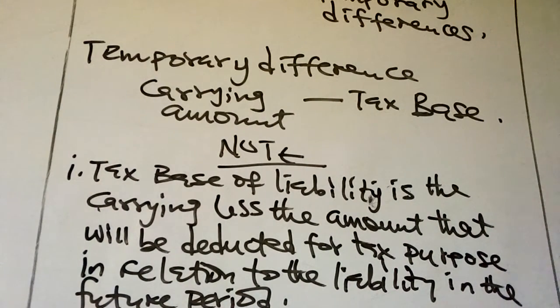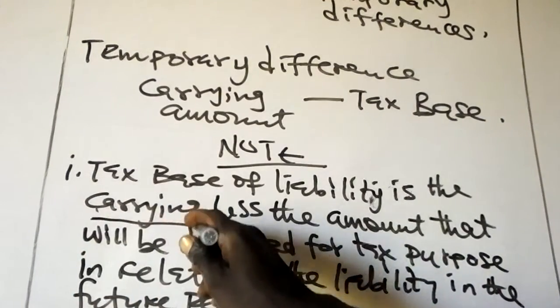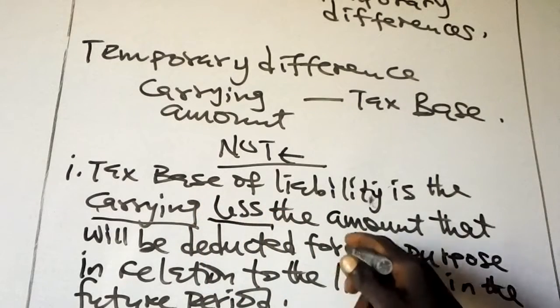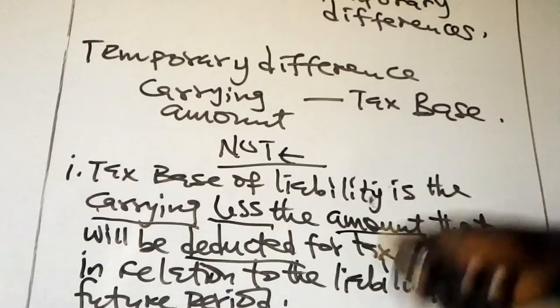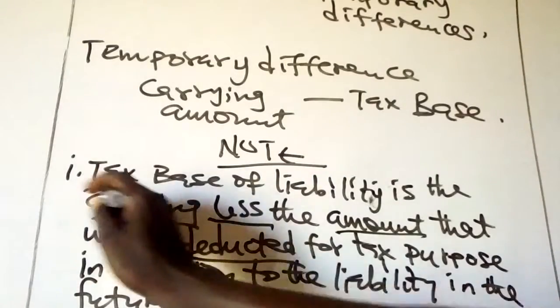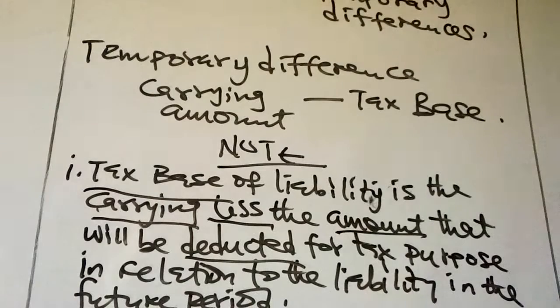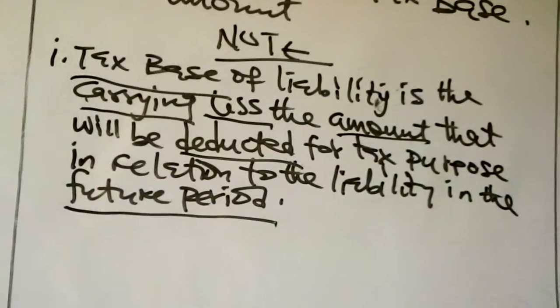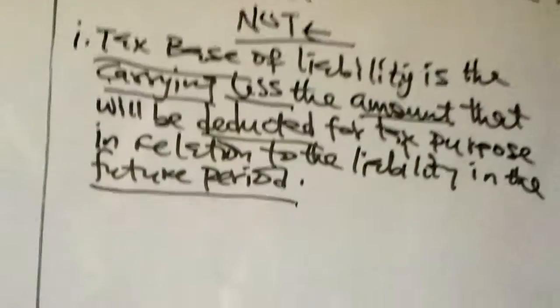So, take note of that. In the future period, I didn't say that have been deducted. I said the amount. That means you take the carrying amount of the liability, you now less the amount that will be deducted in relation to that liability in the future period. So that will give you the tax base of the liability. That is step 1 or procedure 1.